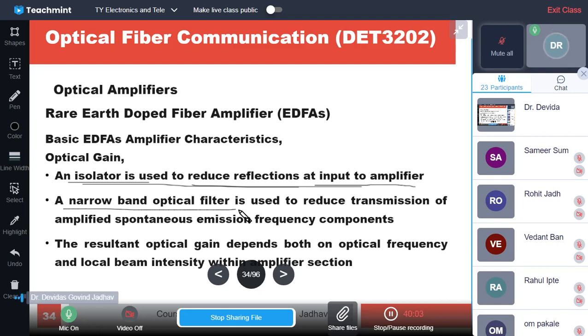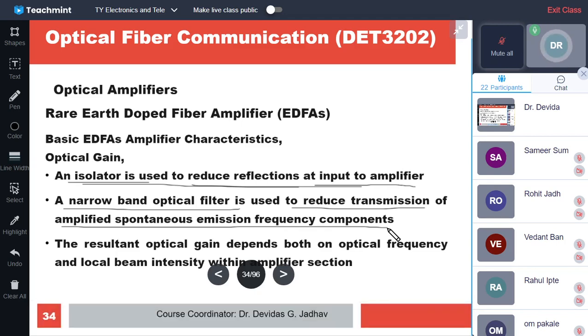Then a narrowband optical filter is used to reduce the transmission of amplified spontaneous emission frequency components. ASE means amplified spontaneous emission. So a narrowband optical filter is used to reduce the transmission of amplified spontaneous emission frequency components.